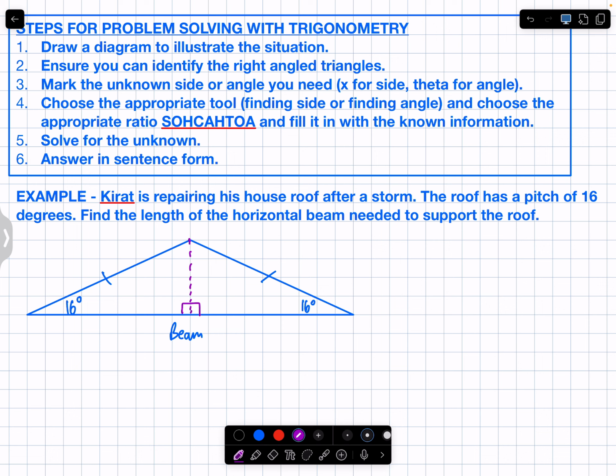It has a pitch of 16 degrees. Find the length of the horizontal beam needed to support the roof. I think I'm missing some information here. I need to look at my video from last year. Give me a second. Copy down what you need, please. I wasn't fully prepared. We need a number. We can't solve any of this without a number.